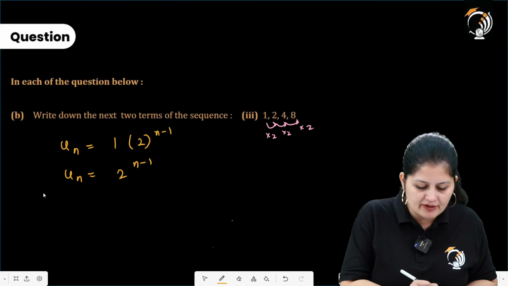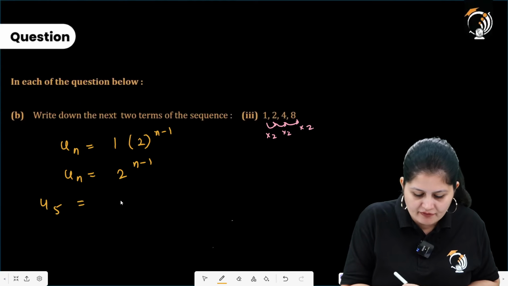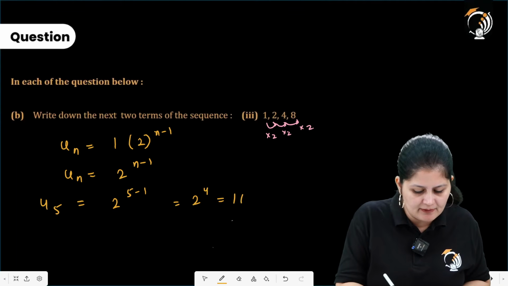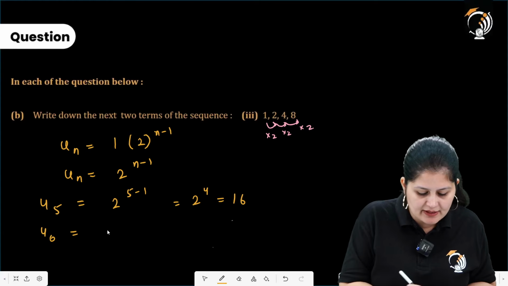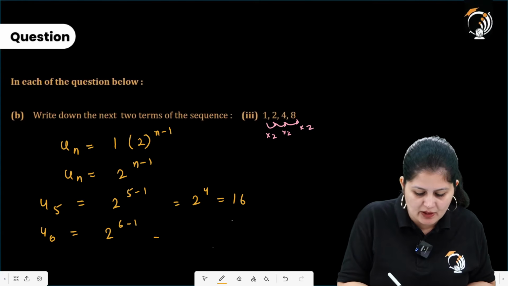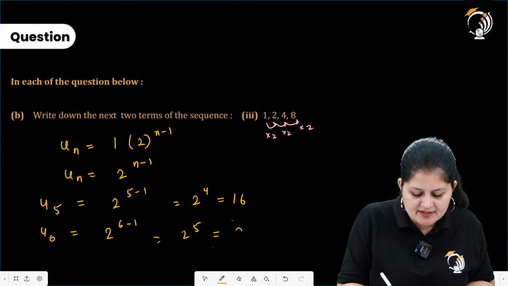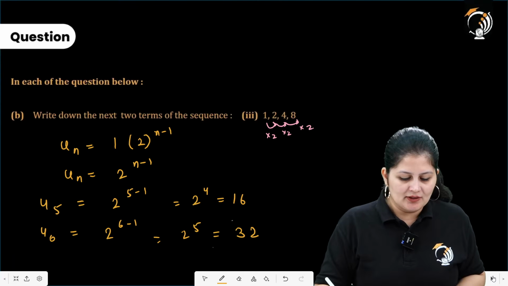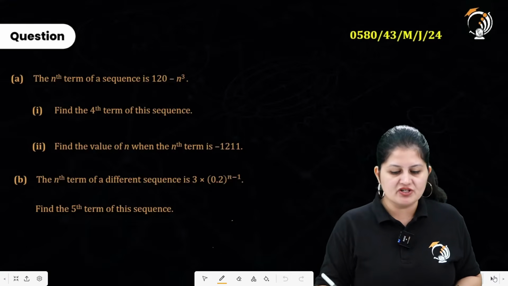Further, to get the value of u5, that is going to be 2 raised to the power 5 minus 1, which is 2 raised to the power 4, equal to 16. And for the sixth term, that is 2 raised to the power 6 minus 1, which is 2 raised to the power 5, that is 32. Is that clear? Now, moving to the next question, which is a previous year question.